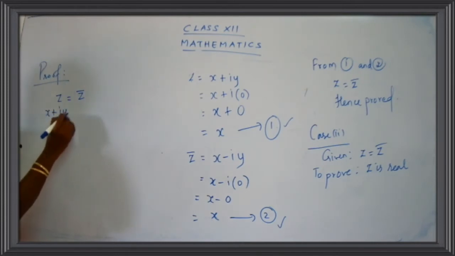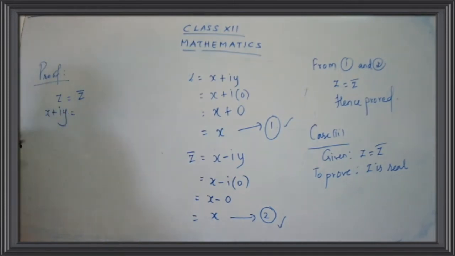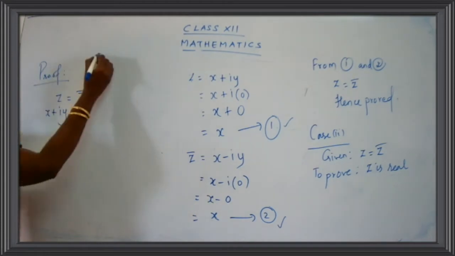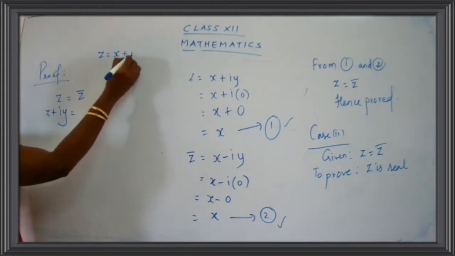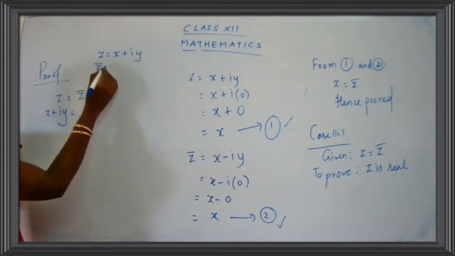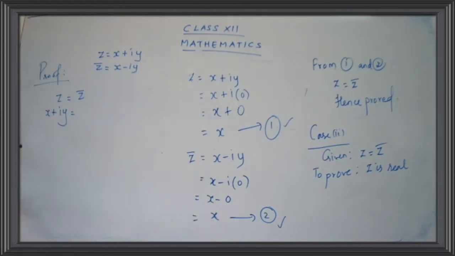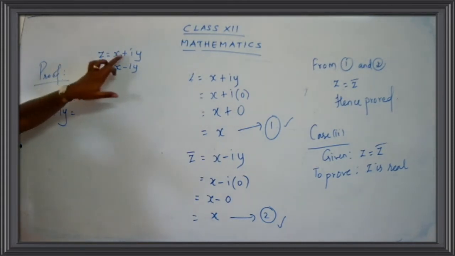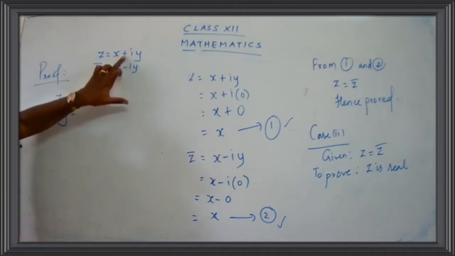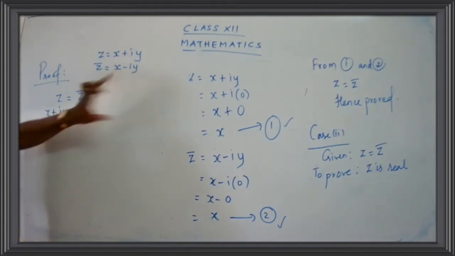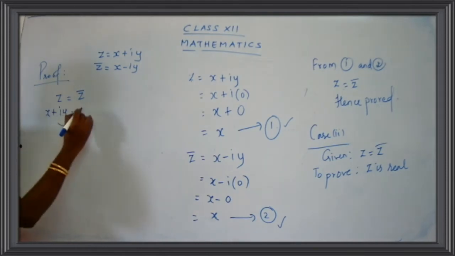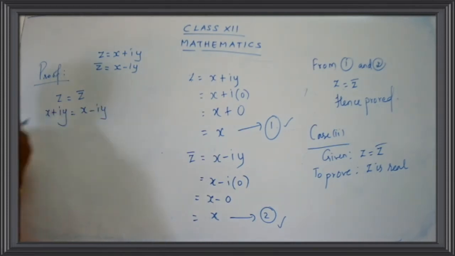This is equal to, what is the value for Z bar? I have told you if Z is equal to X plus iY, the conjugate of it is X minus iY. You have to change the sign of the imaginary part. Yes, we have to change the sign. Here it was plus. Now you are going to write it as minus. That's all. So this is equal to X minus iY. I hope you are clear, children.